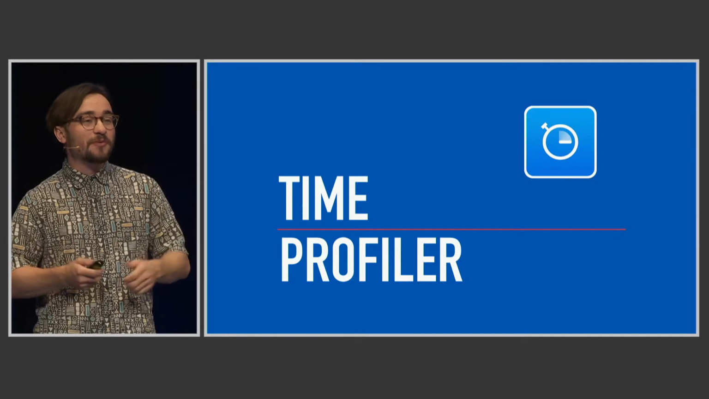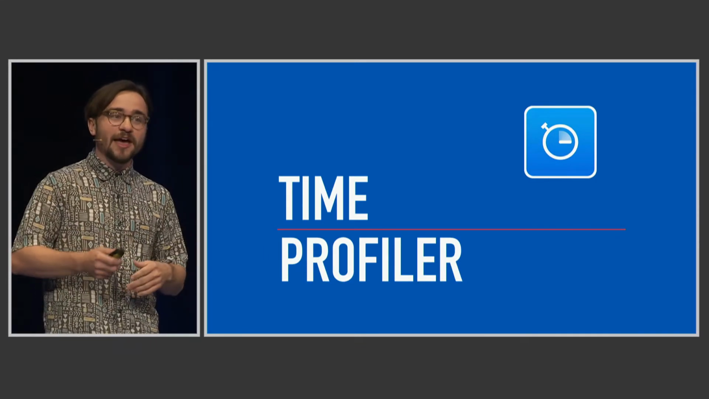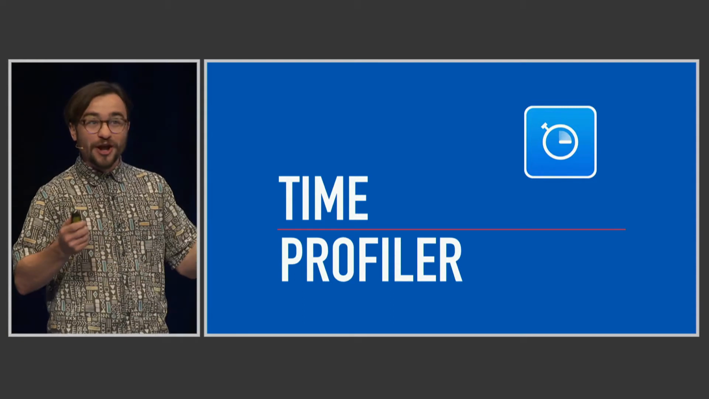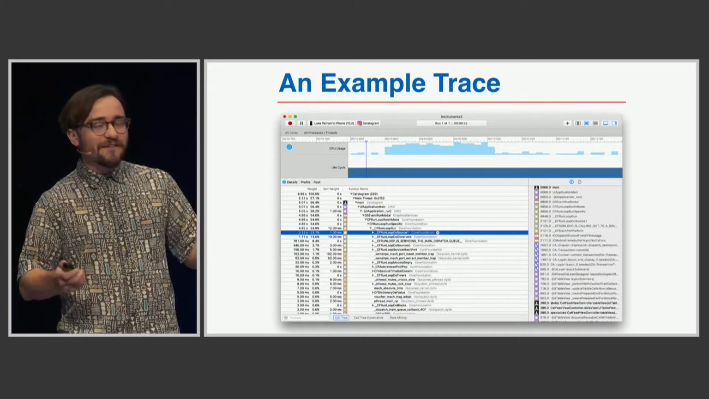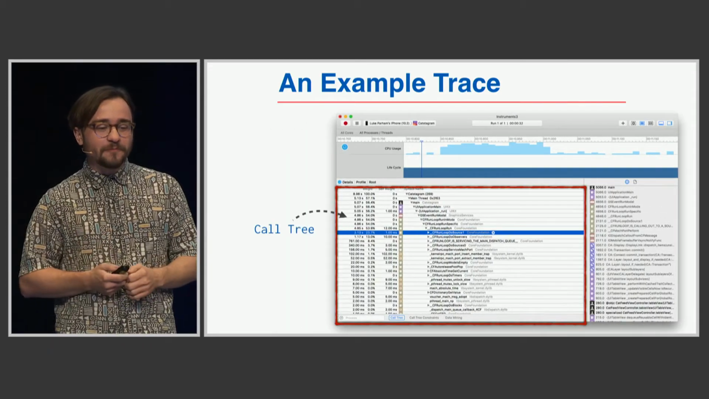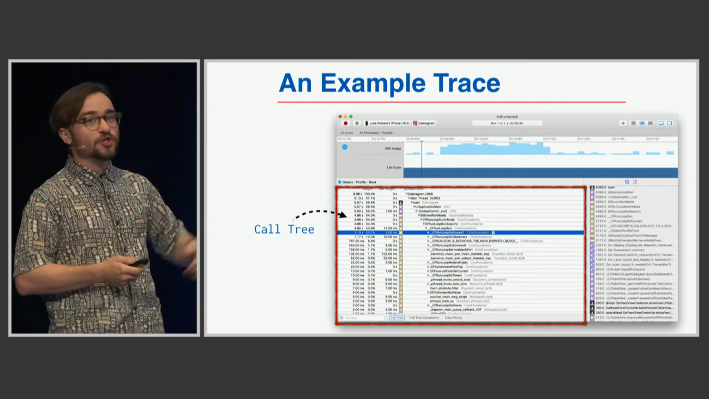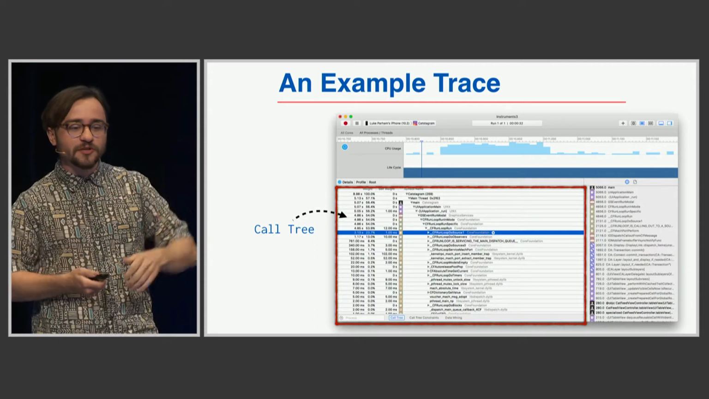Okay, now we're going to talk about Time Profiler. Now that you know when your app is dropping frames and where you have problems, you can use Time Profiler to track things down. This is an example trace. As you can see, it is very lovely. There's a lot going on here, but the important part to look at first is the call tree, which is basically a big list of methods you can dig into.